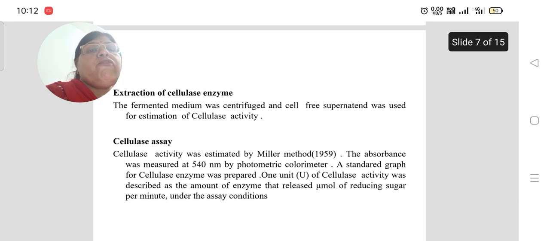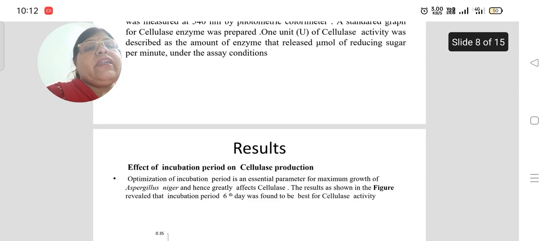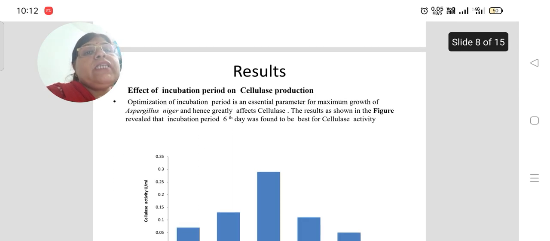Extraction of cellulase. The fermented medium was centrifuged and cell-free supernatant was used for estimation of cellulase activity. The cellulase activity was measured by Miller's method. The absorbance was measured at 540 nanometer by photometric colorimeter. A standard graph for cellulase enzyme was prepared. One unit of cellulase activity was described as the amount of enzyme that released 1 micromole of reducing sugar per minute under standard conditions.